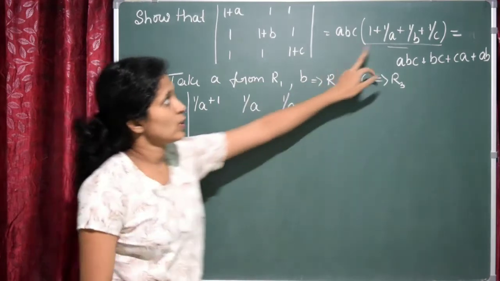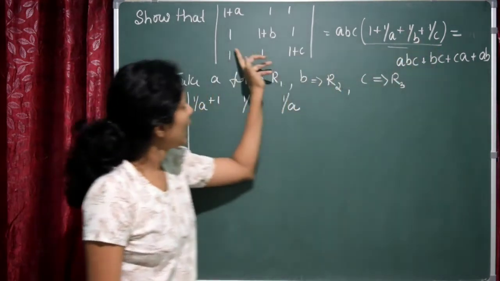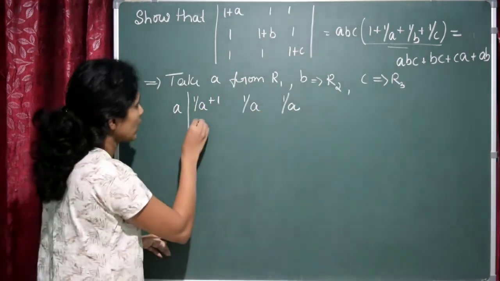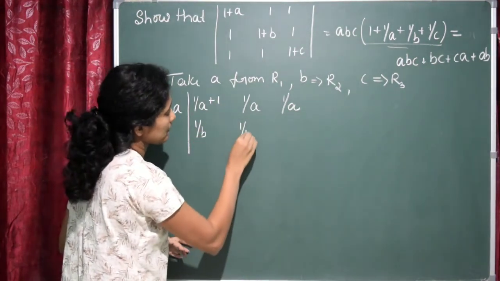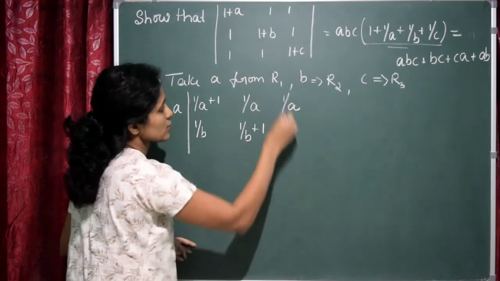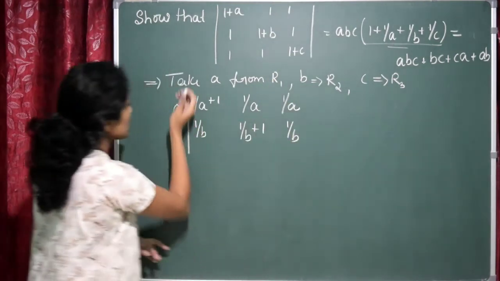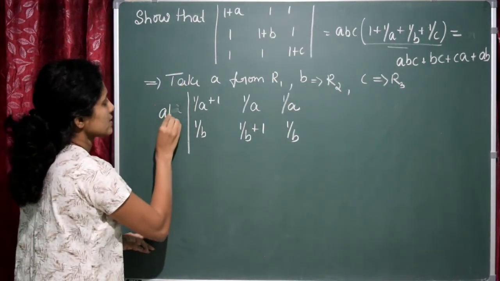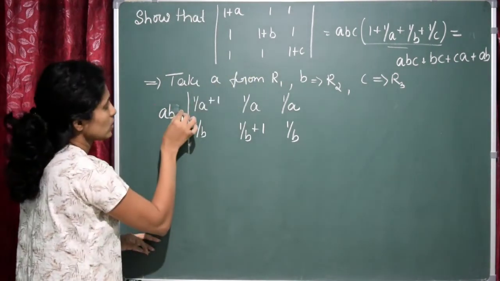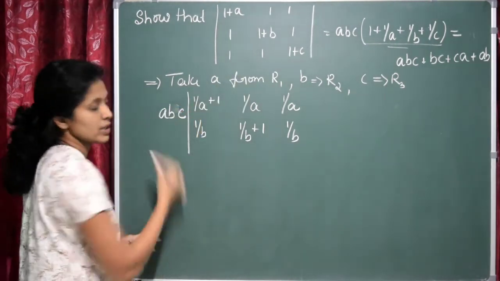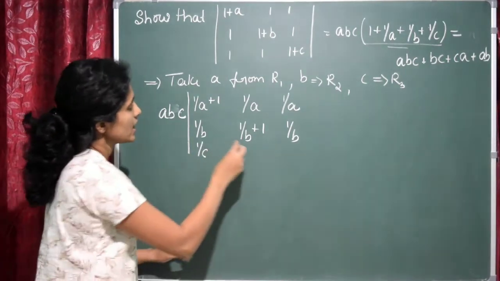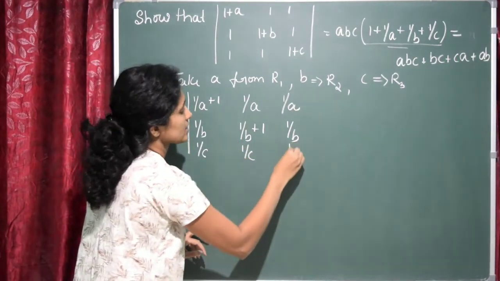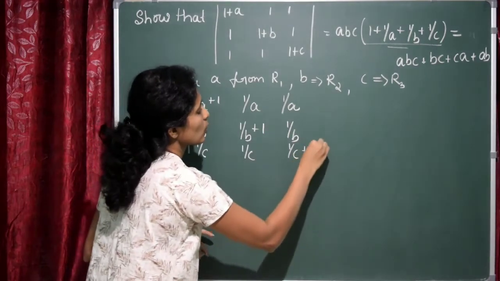The reason you have to get this value, right? If you take B common from this one, this will be now 1 by B and this is now 1 by B plus 1. So this will be now 1 by B. Okay, so we have taken B common, A is there, B. Then in the last row we will take C common. So if you take C common, this is remaining with 1 by C. So this is also 1 by C and this is 1 by C plus 1.